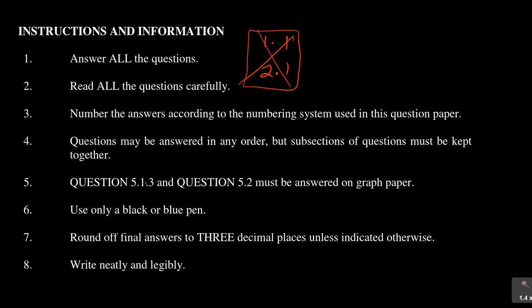Then it says questions 5.1.3 and 5.2 must be answered on graph paper. So you must follow that instruction, and whenever we come to that part, I will also emphasize it. Then it says use only a black or blue pen. Please do not use Tipp-Ex. It is not allowed. Do not use colorful pens. They are not allowed. A blue or a black pen is sufficient. Then it says round off answers to 3 decimal places unless indicated otherwise, and write neatly and legibly.